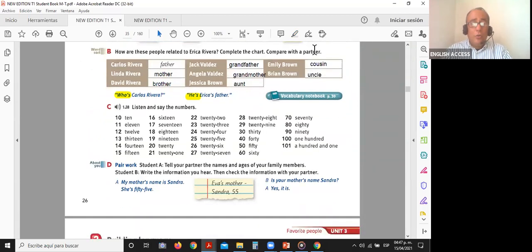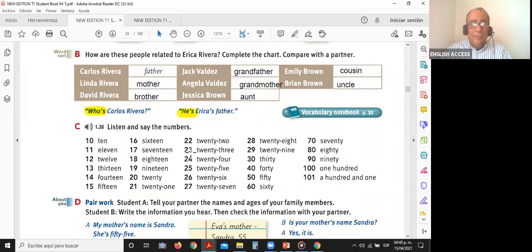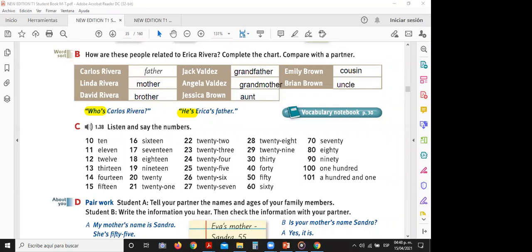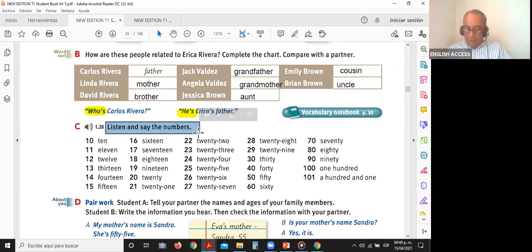So we are going to continue with part C in this lesson, and we are going to review numbers from 10 to 101. Let me play the track here so you can listen to the numbers. You have to listen to them and then say the numbers. Let me know if you can hear the track, please. Here it goes. Page 26. Can you hear it? Yes. Thank you. Building vocabulary. C. Listen and say the numbers.